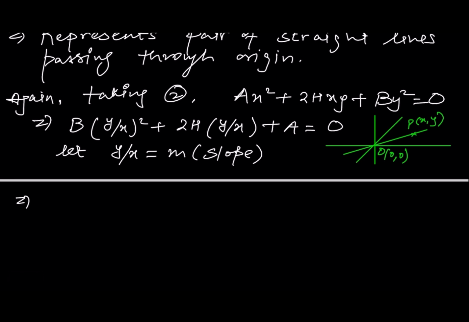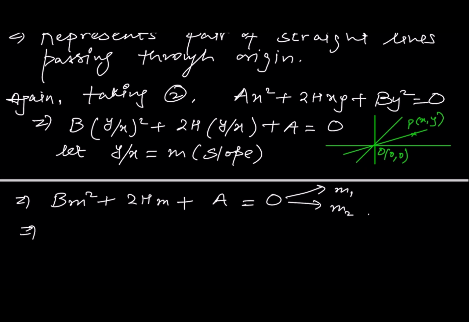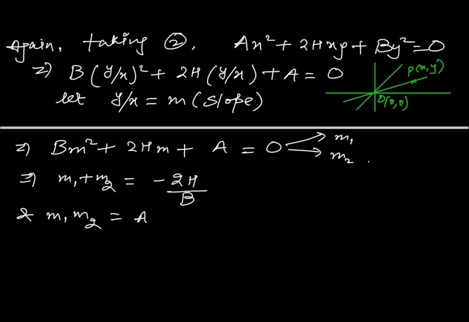So it becomes b m square plus 2h m plus a is equal to 0. Now it has two roots, m1 and m2. So m1 plus m2 is minus 2h by b, and m1 m2 is a by b, because it is c by a form, right?